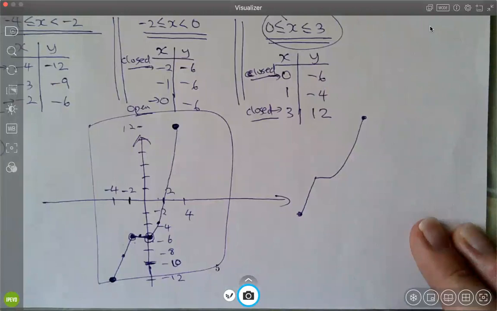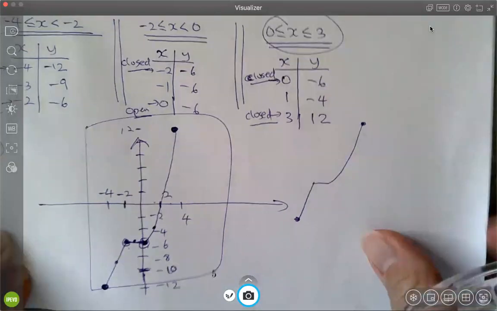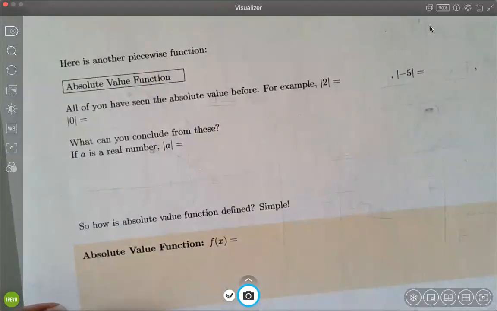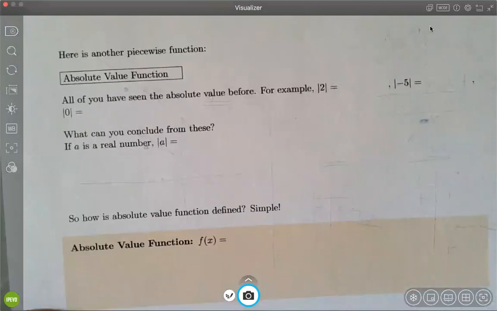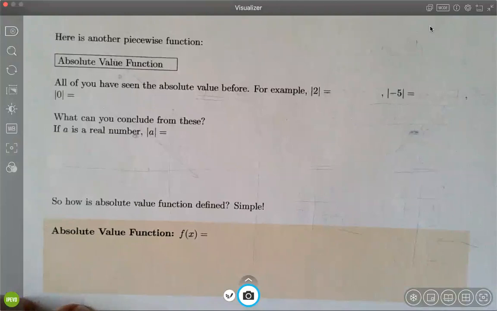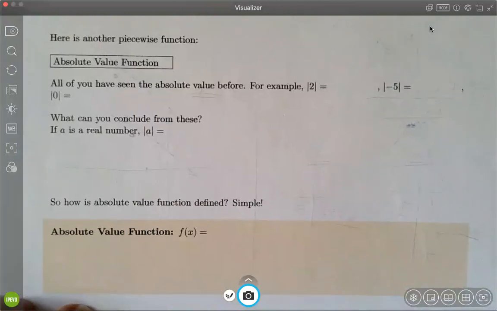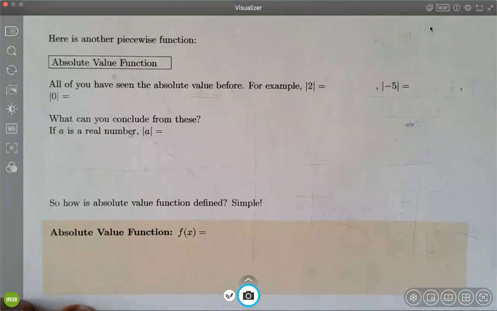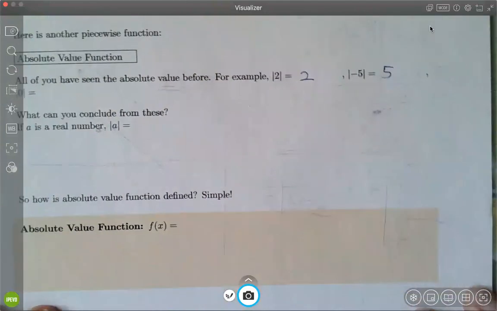Okay, so now the last concept of the section is about the absolute value function. All of you have seen absolute value before, I know that. So you can easily fill in the next 3 blanks. Absolute value of 2 is 2. Absolute value of -5 is 5, right? And now, by the way, what is absolute value of 0?